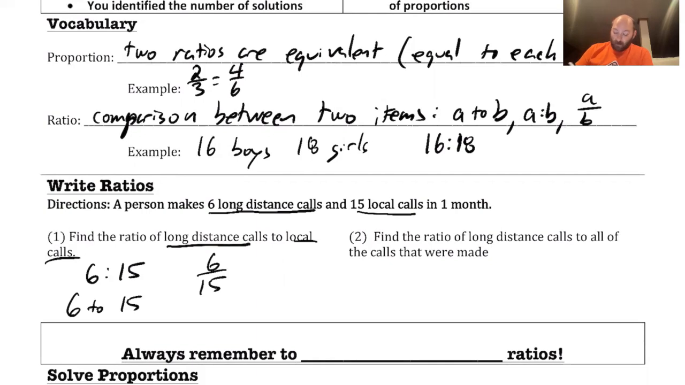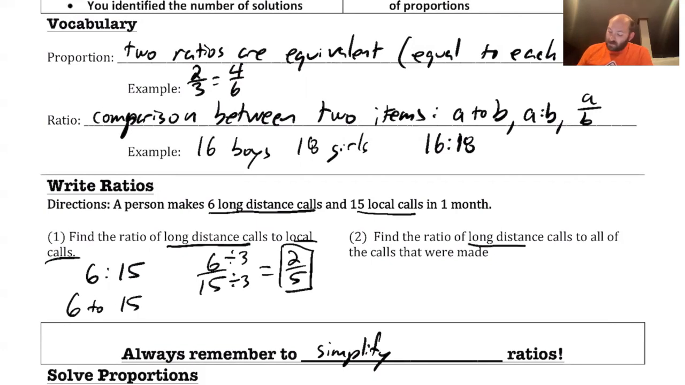One thing you always want to do is always remember to simplify your ratios. When I look at this, 6 and 15 are both divisible by 3. So this is actually going to equal 2/5. Even though there's 6 long distance and 15 local, the actual ratio, we would just describe as 2/5. We would simplify it down like that.